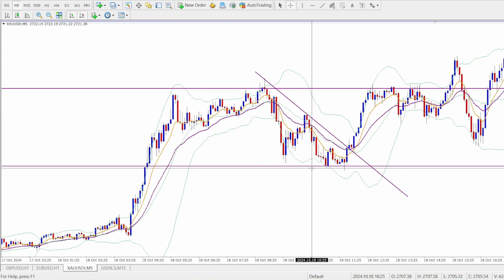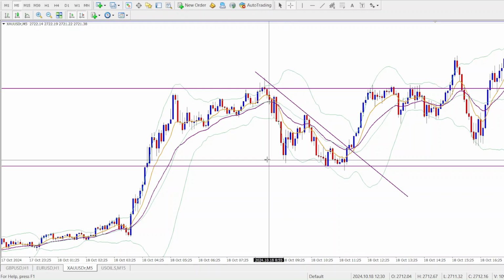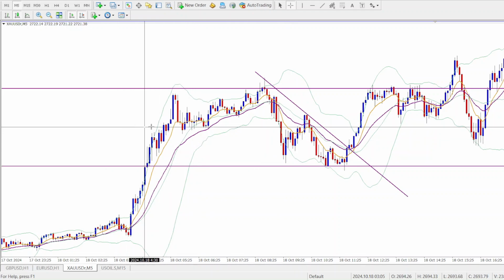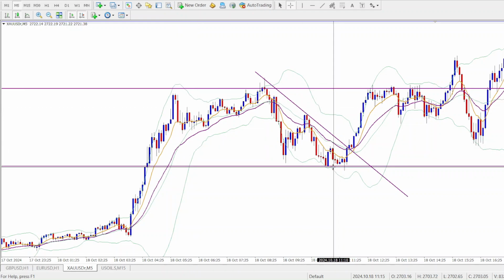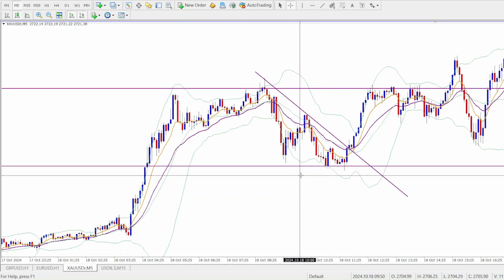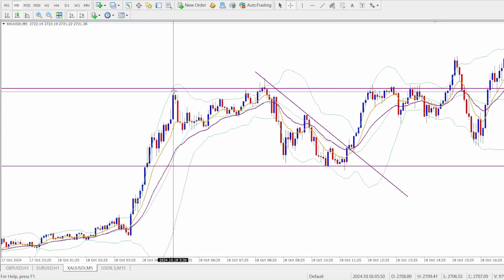Now in terms of trading the signals, when price touches the upper band, it can indicate an overbought condition, while touching the lower band can indicate oversold conditions. Traders often look for reversals at these points.